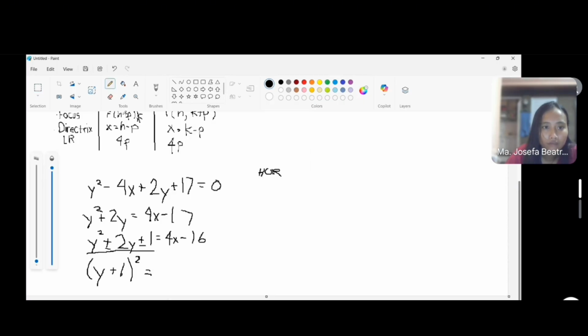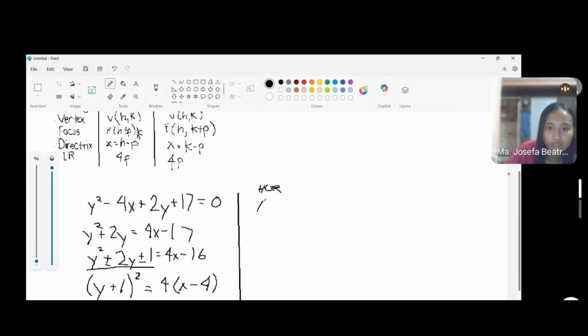So that would be 4 multiplied by x minus 4. Okay, so there we already got our standard equation, which is (y plus 1) squared equals 4 times (x minus 4). Okay, so since we already got our standard equation, let's try to find our horizontal parabola's properties.